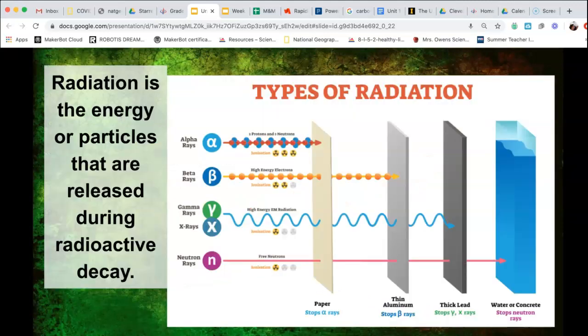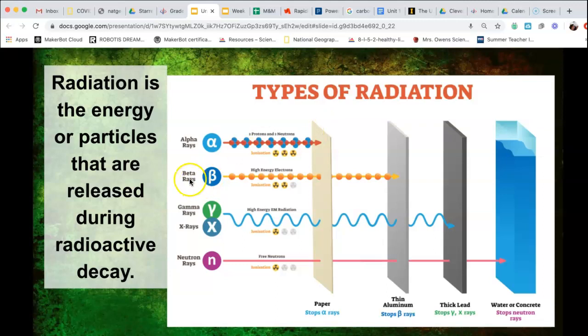So radiation is a reference to the energy particles that are being released. This is ionizing radiation that we're talking about, so it is going to be alpha, beta, and gamma rays. Alpha, beta, and gamma rays are going to be released in slightly different formats and can be stopped by different types of materials. So alpha rays can be stopped by paper. That means if you had a piece of paper in front of alpha rays that were being emitted, those alpha rays would not penetrate through the piece of paper.